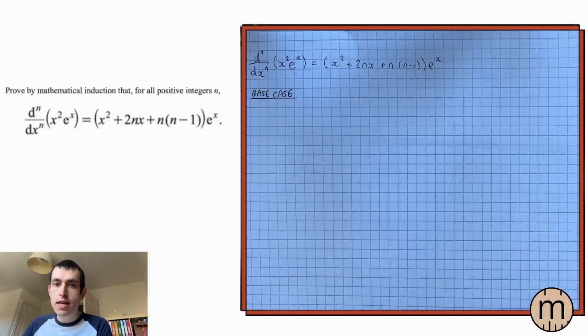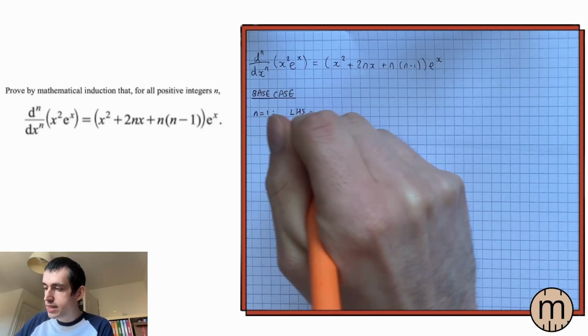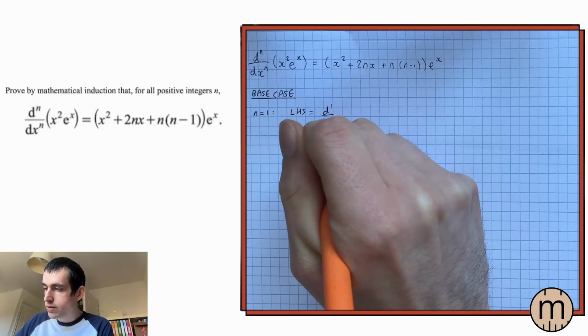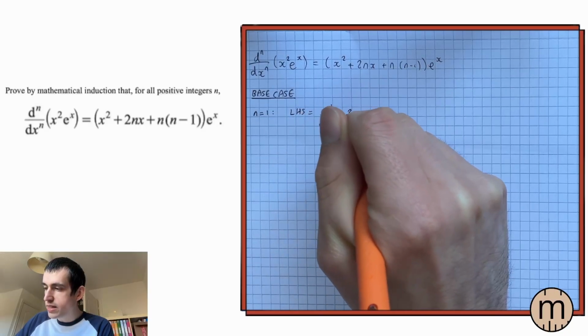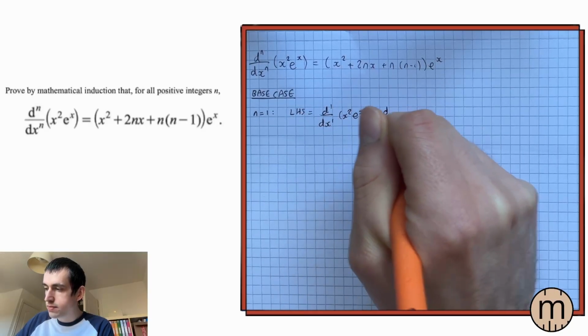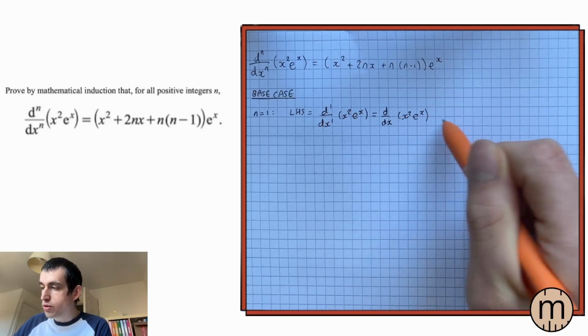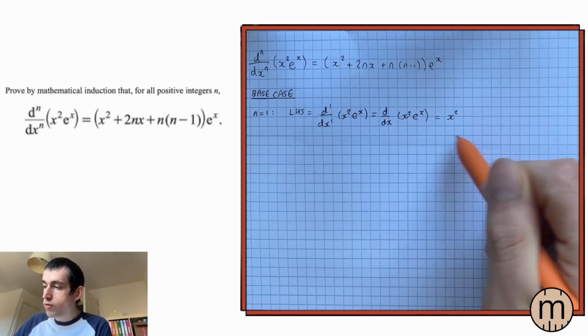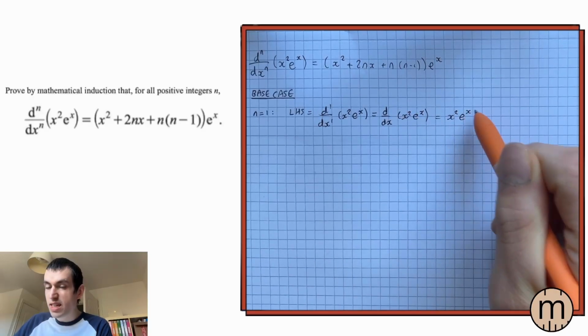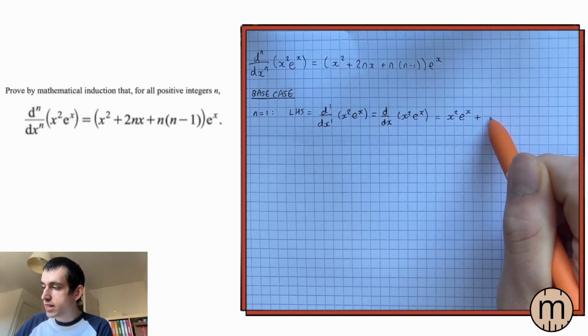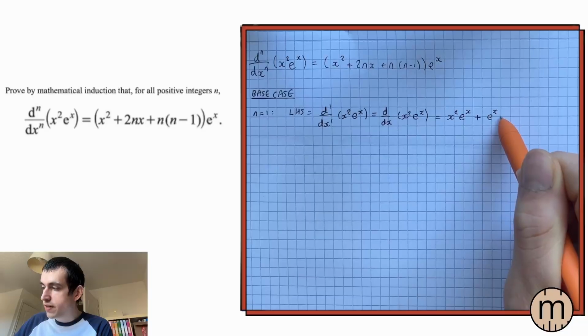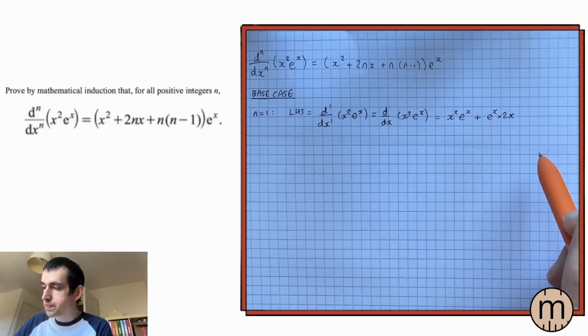So that means check that the formula works when n is equal to 1. The left-hand side, when n is equal to 1, is going to be the first derivative of x squared e to the x. To differentiate, we're going to use the product rule. I'm going to write down the first function and differentiate the second. It's not going to change. And then I'm going to write down the second function and differentiate the first, like this.